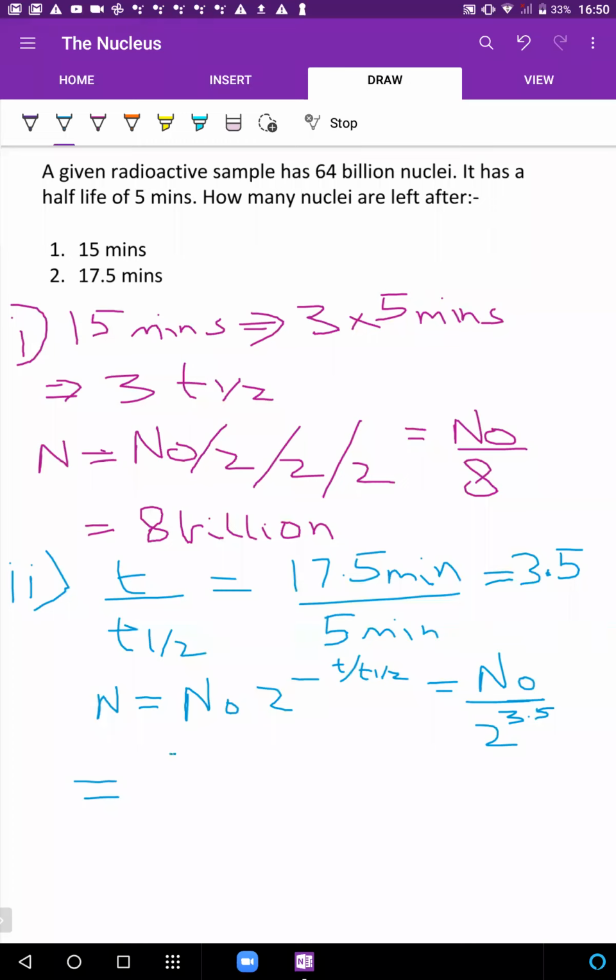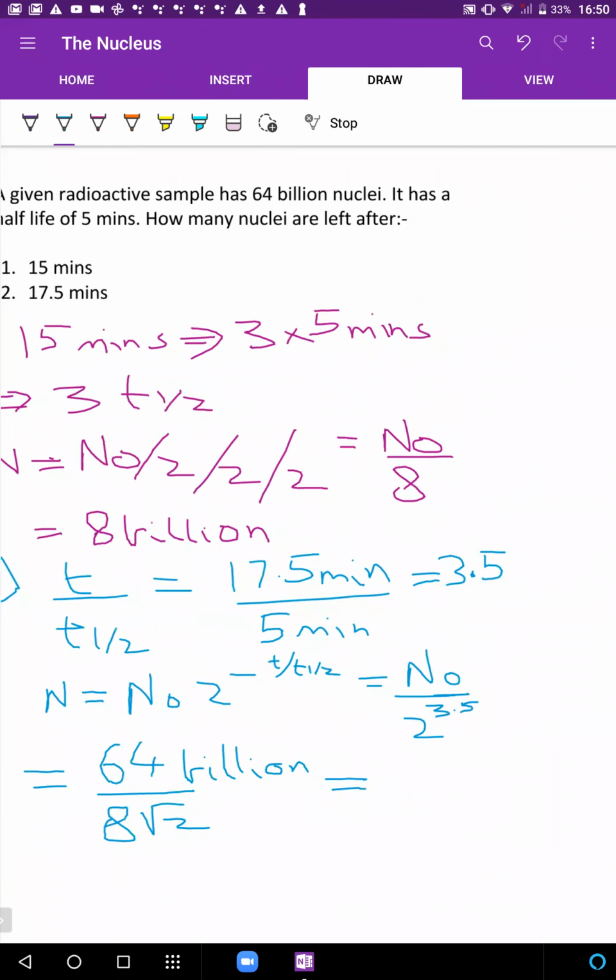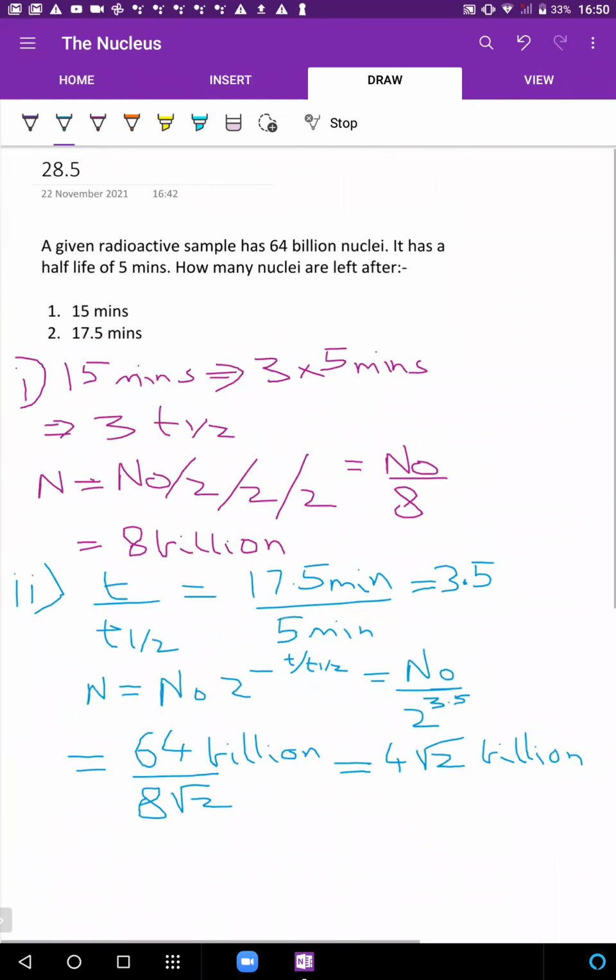So that makes it 64 by 8 root 2 billion. Okay, which is, in fact, we can make it 64 by 16 into root 2. So this can be made as 4 root 2 billion. Okay, 16 by root 2, you have 4 root 2. There are 8 by root 2, you have 4 root 2. And that becomes, taking root 2 as 1.4, this is approximately 5.6 billion. 5.6. Got it?